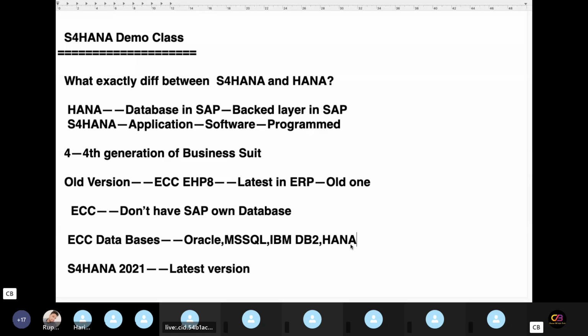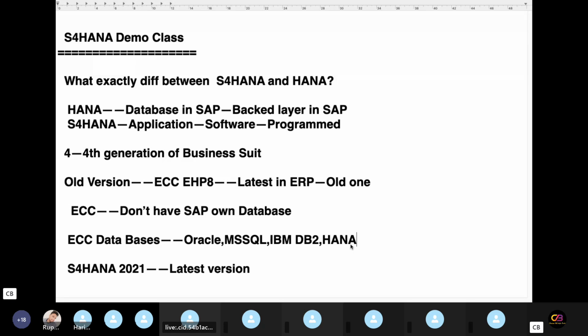S/4HANA is the latest version. In SAP S/4HANA, we can run only the HANA database. We cannot run Oracle, MS SQL, or IBM DB2, because the HANA database works 1,000 times better than normal databases like Oracle, MS SQL, and IBM DB2. So just understand this point.